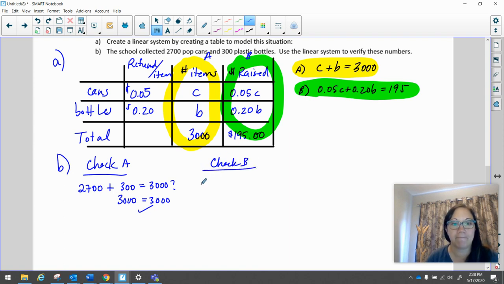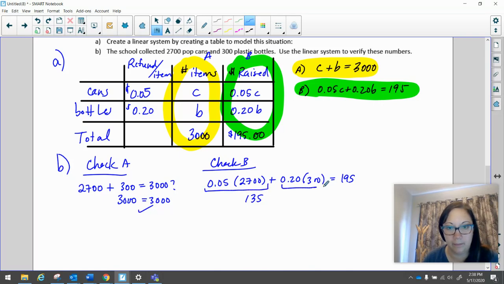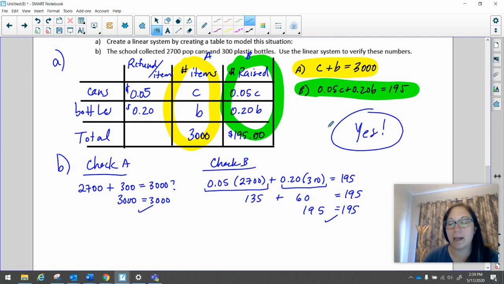Now let's check it in B. If I put the 0.05 times 2,700, so 5 cents times 2,700 plus 20 cents times 300, does that equal $195? So I get $135 from my cans, and I get $60 from my bottles, and altogether that does equal $195. So yes, those are the right numbers because they verify both equations.